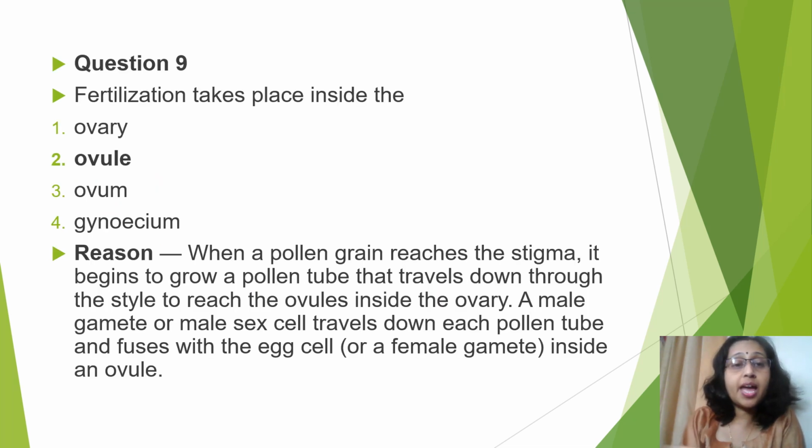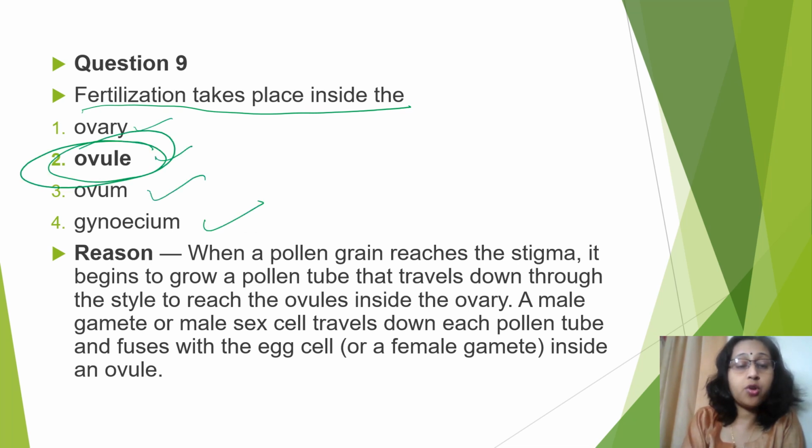Now question number 9, fertilization takes place inside ovary, ovule, ovum, gynoecium. So the answer is ovule. So ovules are maturing into seeds. When a pollen grain reaches the stigma, it begins to grow into a pollen tube. So this we have already told. When a pollen grain is reaching the stigma, it is growing into a pollen tube that travels down through the style to reach the ovules inside the ovary.